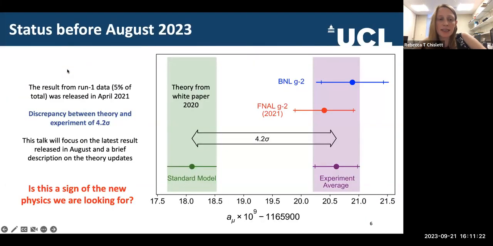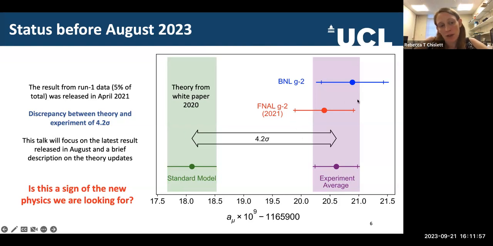So this is the status before the last result. Up here we have the experimental measurement that was done at Brookhaven about 20 years ago. And in red is the first result that was published at the Fermilab experiment in 2021, based on the data that was taken just in the first year of running the experiment. This has about the same uncertainty as the Brookhaven result, and the two agree very well.